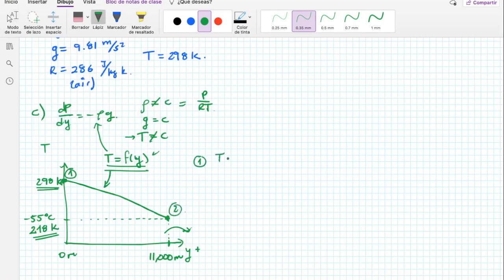So point 1 is temperature T1 equals 298 Kelvin when Y1 equals 0, and for point 2 I have T2 equals 218. That's the value that I used. You can change it a little bit, it's gonna be minus 50 degrees, minus 60 degrees. Okay, so it's not very complicated. And for Y2, I'm gonna put 11,000 meters. I want to use meters. I could use kilometers, but maybe it's gonna mess up the units later. So I'm still gonna use meters.